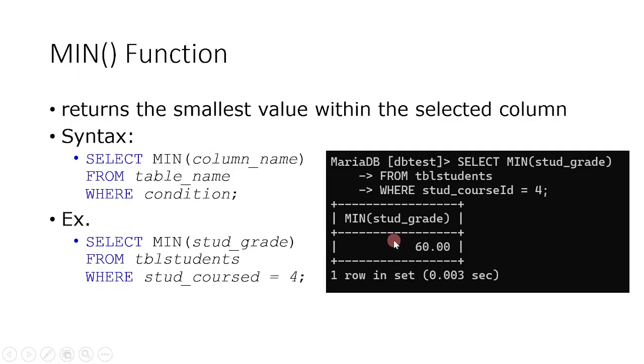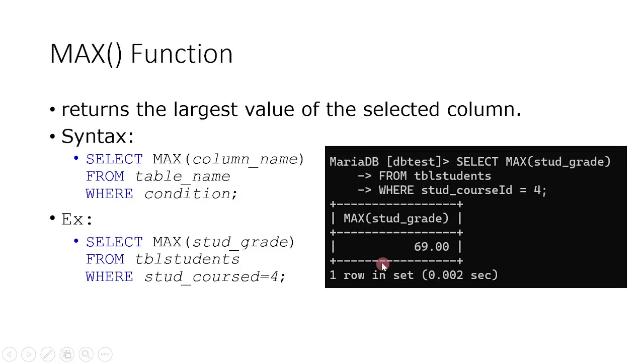Take note, as an aggregate function, it is going to return only a single value. And usually we are going to ask, who is the student? We're going to have that later on. Next, we have the max function. It returns the largest value of the selected column. So if min is for the minimum, max is for the maximum.